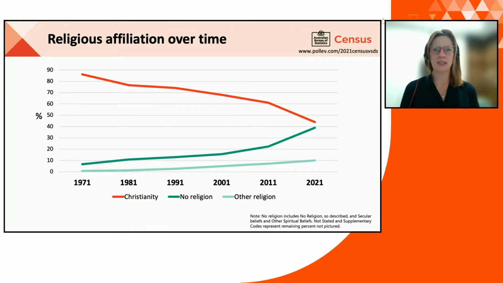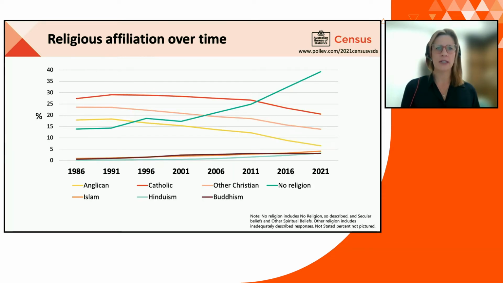You can see they just about met in 2021, and there's been a steady decrease in the proportion of people reporting an affiliation with Christian religions, and an increase, particularly in the last couple of censuses, of people reporting no religious affiliation. The bar down the bottom there is all the other religions joined together. Let me go into more detail and show you the Victorian picture.